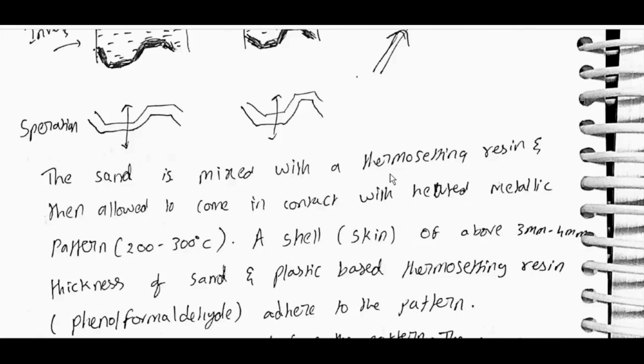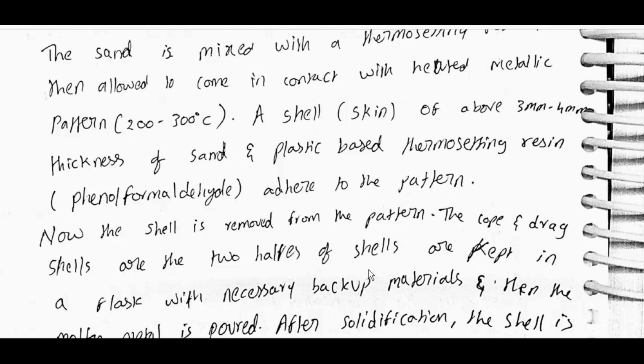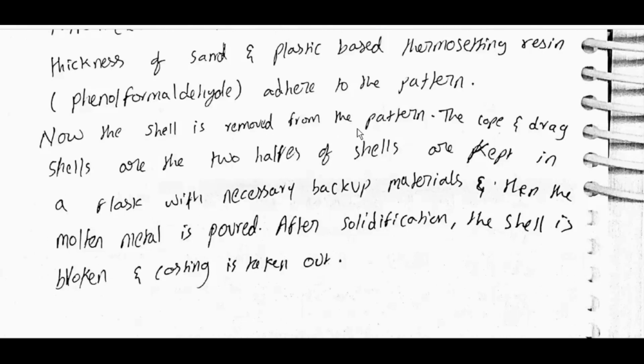Then here pouring. The sand is mixed with a thermosetting resin and then allowed to come in contact with heated metallic pattern at 200 to 300 degrees centigrade. A shell skin of about 3 mm to 4 mm thickness of sand and plastic based thermosetting resin, phenol formaldehyde, adheres to the pattern. Now shell is removed from pattern.